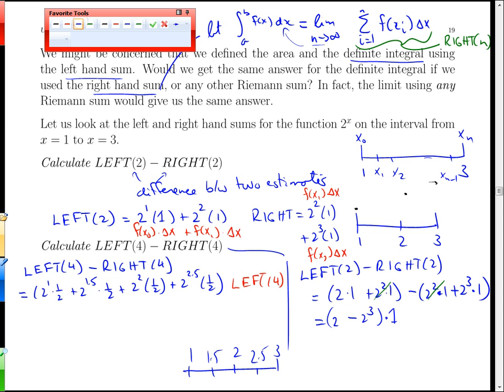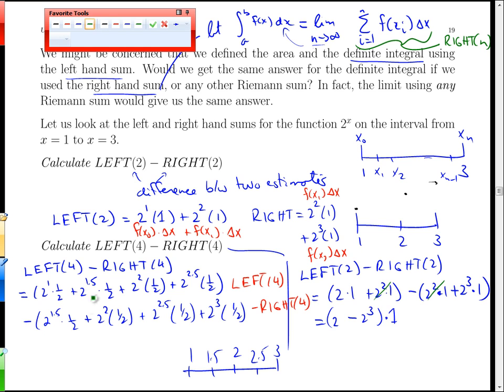There we go. And we're going to subtract from that. Well, the right-hand rule is going to use the same points, just starting at the 1.5. 2 to the 1.5 times a half, plus 2 to the 2 times a half, plus 2 to the 2.5 times a half, plus 2 cubed times a half. So we've done that, minus the right-hand sum with 4 intervals.